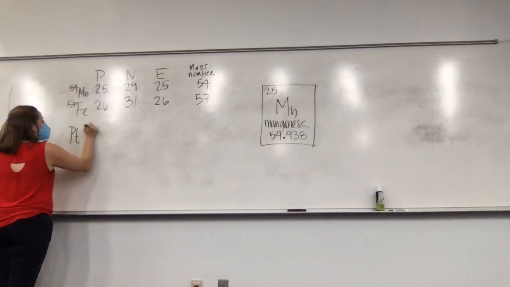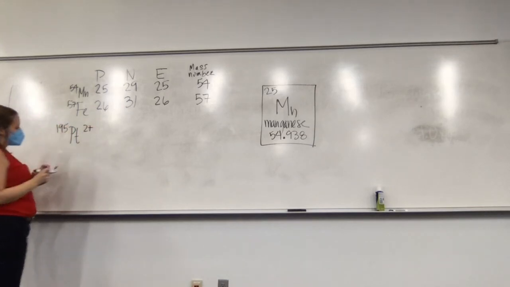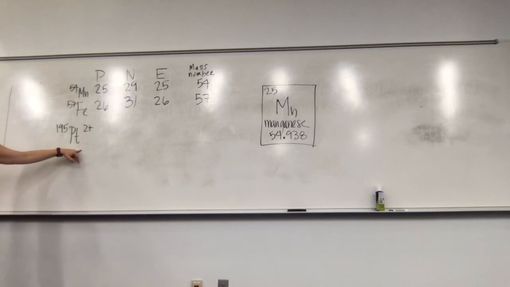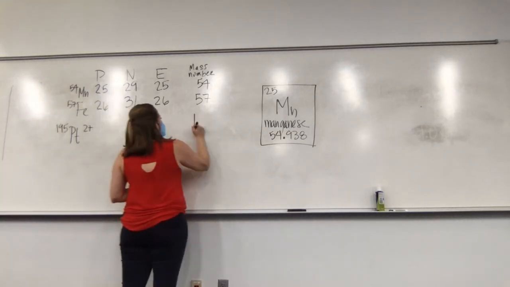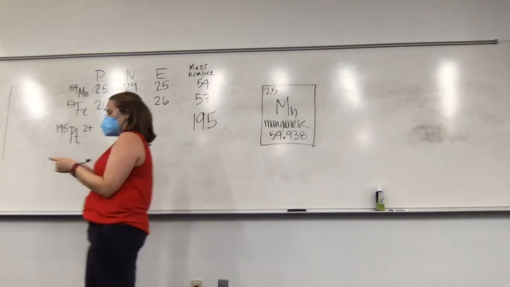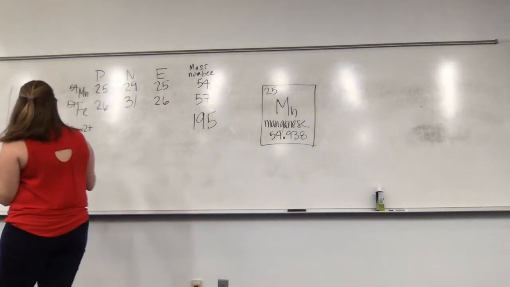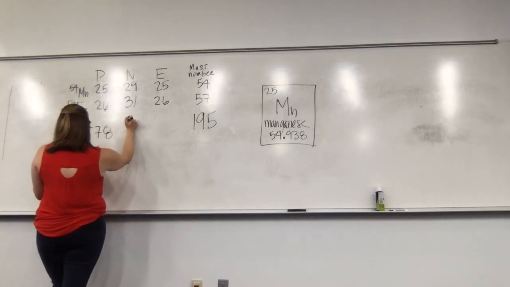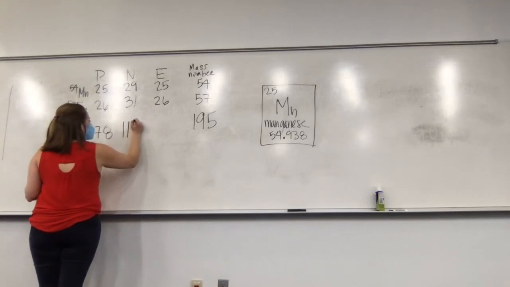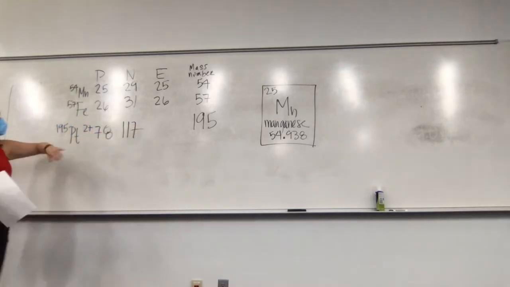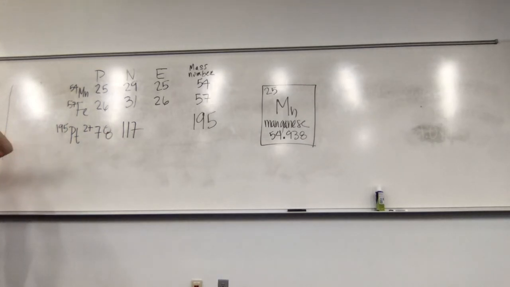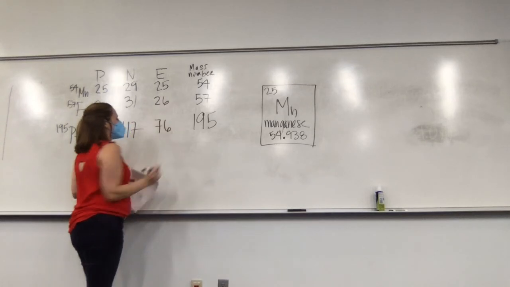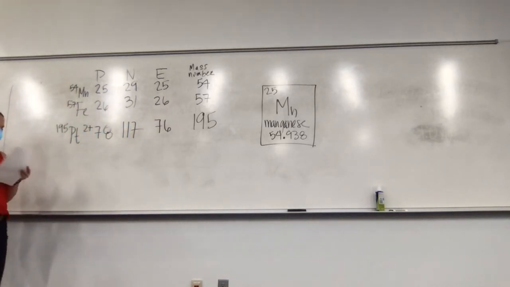platinum, 2 plus 195. So what is the mass number for platinum? 195. How many protons are there? 78. How many neutrons? 117. So let's think about the electrons. If it is positive, we have lost 2 electrons, right? So how many electrons are there? Excellent.